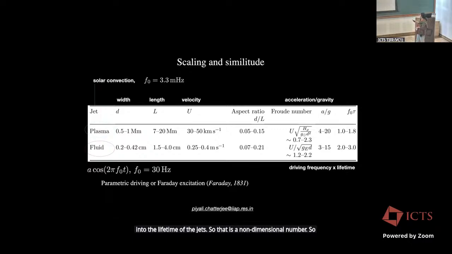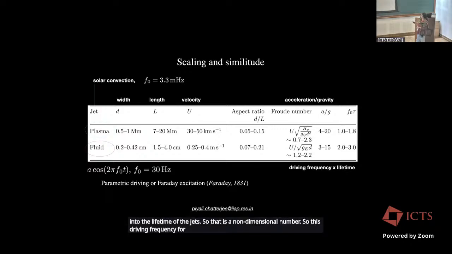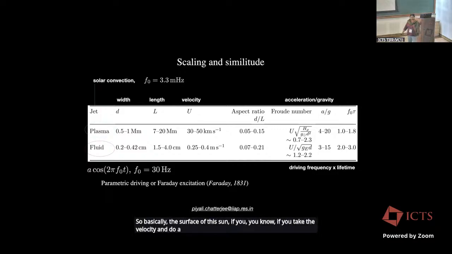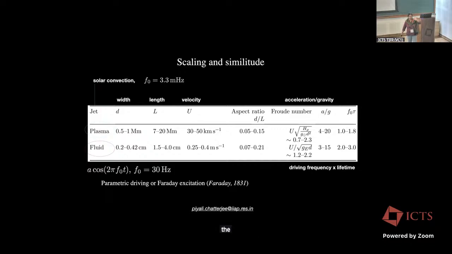So this driving frequency for the sun, for the solar convection, is basically the 5-minute mode. You may all have heard of the 5-minute mode, right? Which, if you convert to frequency, is 3.3 millihertz. So basically on the surface of the sun, if you take the velocity, do velocity Dopplergrams, and do a Fourier transform, the dominant frequency will be 5 minutes. So we use that frequency.